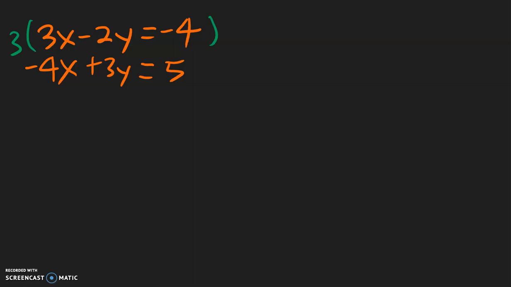So 3 times 2, that will give me 6. And how do we get 6 on the second equation? Let's multiply this by 2. And so what we get is 3 times 3x is going to be 9x. 3 times negative 2y is going to be negative 6y. And 3 times negative 4 is going to be negative 12.